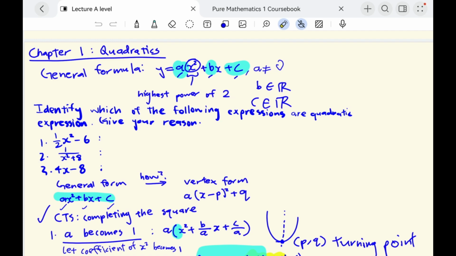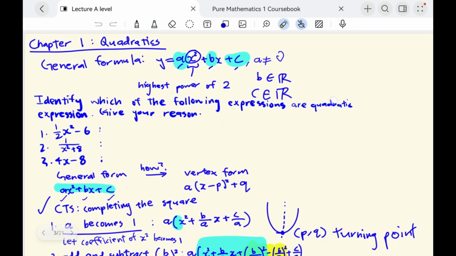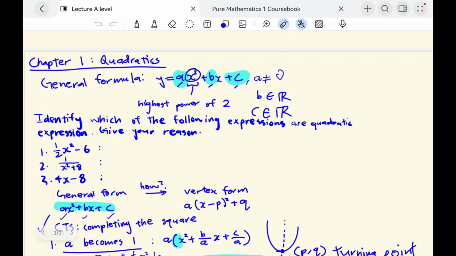Alright, so let's enter the first subtopic of this first chapter. Given that the general form of the quadratic expression is y. Why do we need to denote y? Because y denotes the quadratic function that equals ax squared plus bx plus c. And what are the conditions? A can't be 0, because if you let the coefficient of x squared become 0, it isn't considered a quadratic function. Alright?